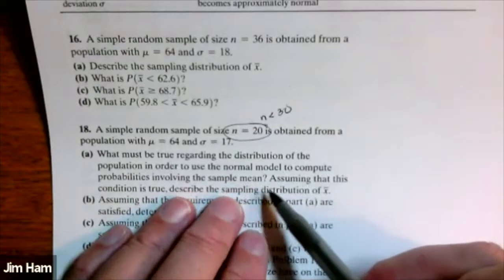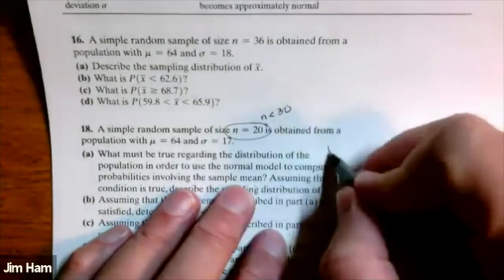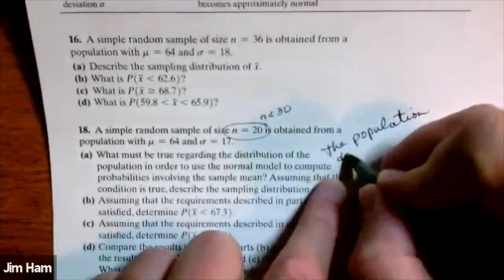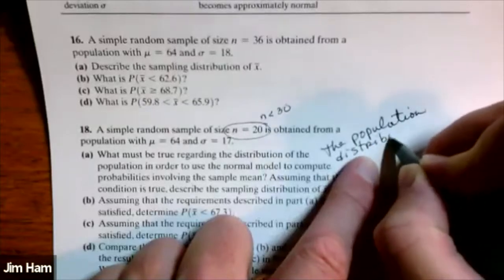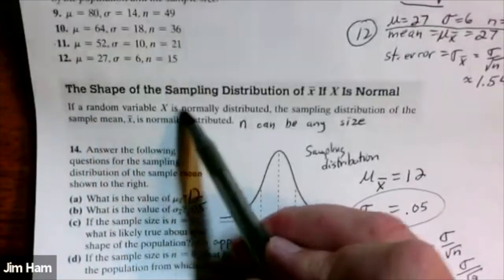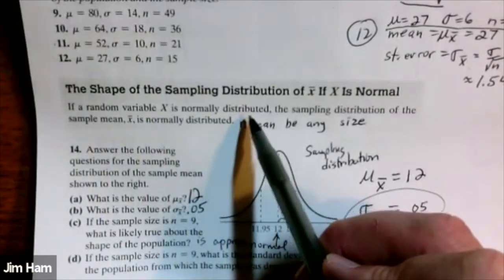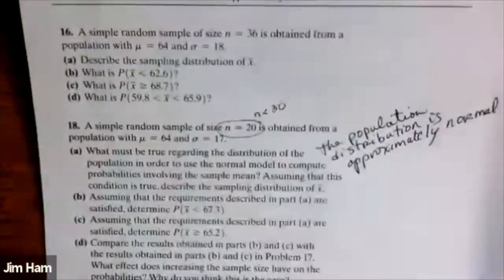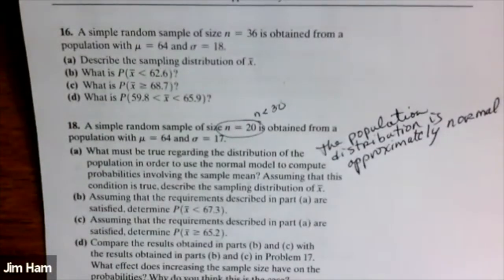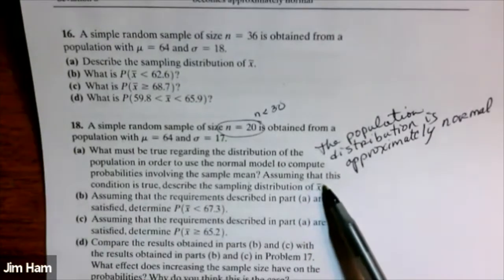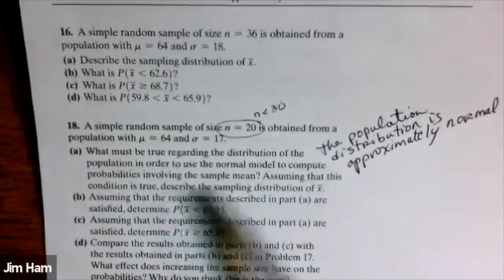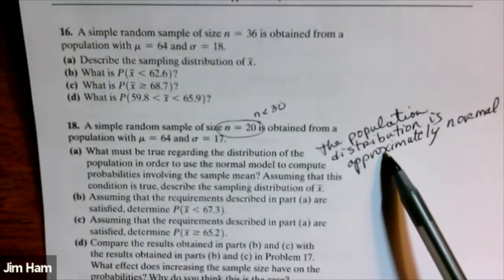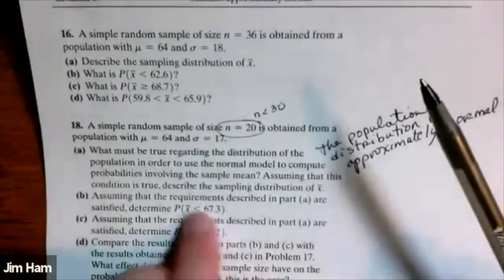So what must we assume? The population distribution is approximately normal. If a random variable is normally distributed, then the sampling distribution is normally distributed. And if the sampling distribution is normally distributed, then we can use all of our normal calculations. All right, then they say, assume that this condition is true. Okay, so now we know we have a normal sampling distribution.